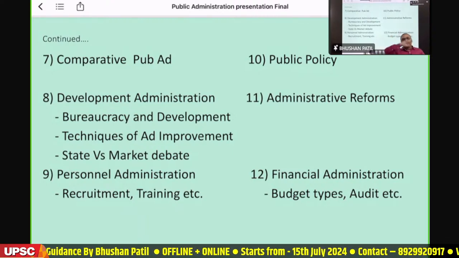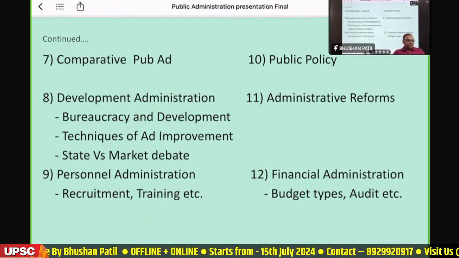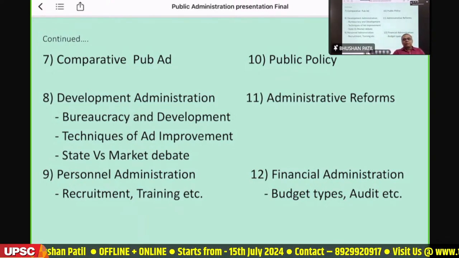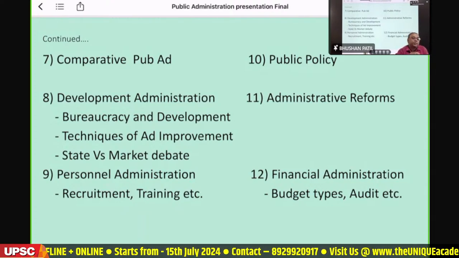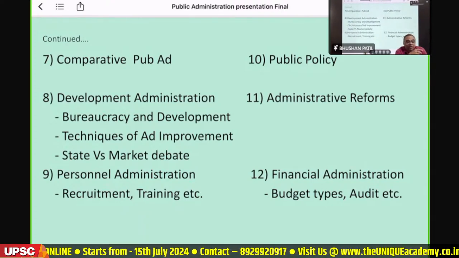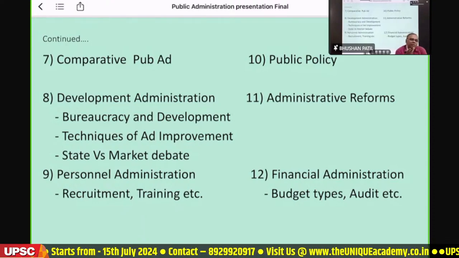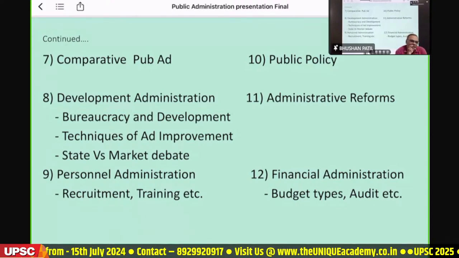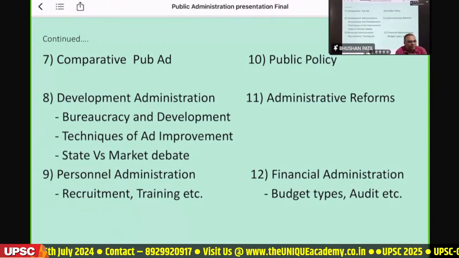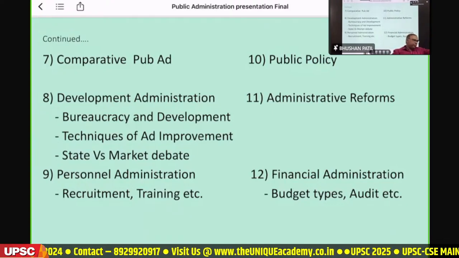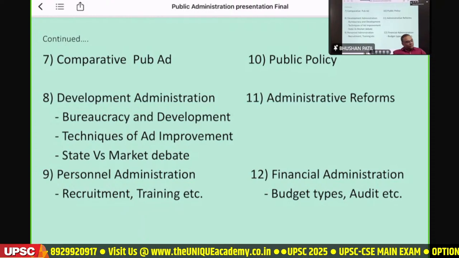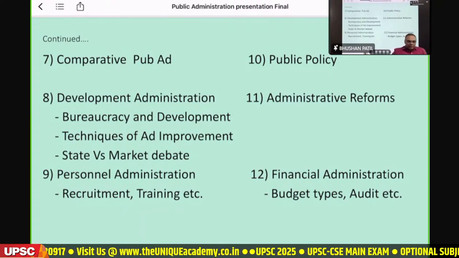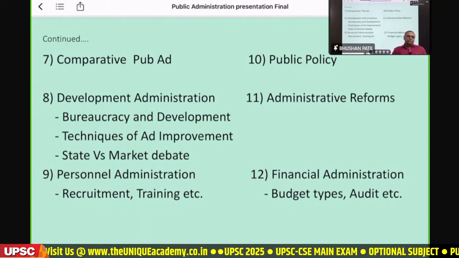Because good things we can take from others. In comparative public administration, we compare administration of underdeveloped countries or developing countries. Like India is a developing country. Some African countries are underdeveloped countries. We will compare them with the developed countries administration, like US's administration, Germany, France, UK, their administration.